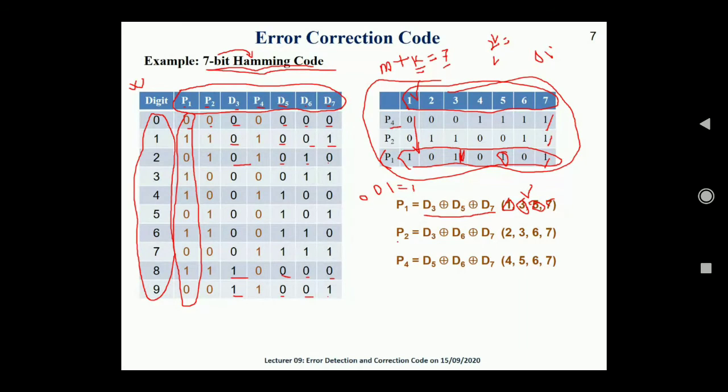So similarly, what happened for P2? P2, 2 is active, this one. 3 is active, this one. 6 is active, this one. And 7 is active, this one. So here I am writing 2, 3, 6, 7. Next one, P4. Here all the ones are active, that means 4, 5, 6, 7. So I am writing here 4, 5, 6, 7.